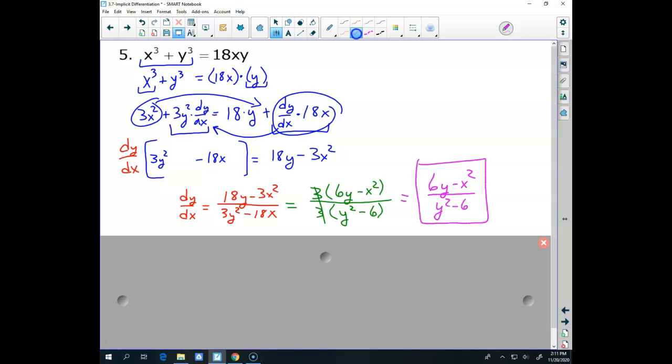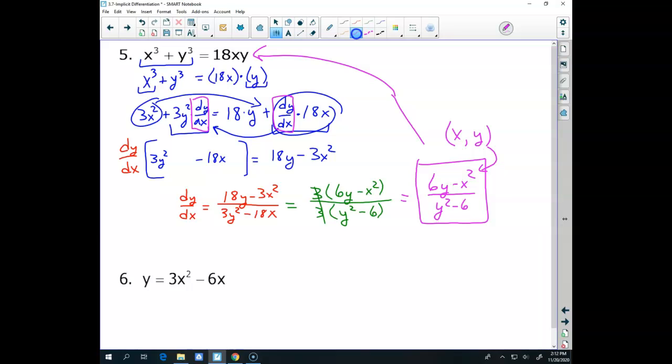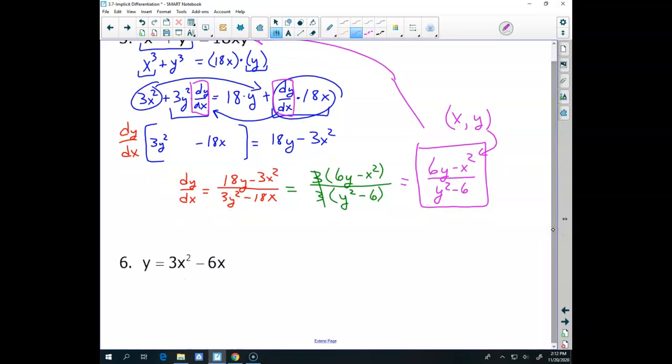So if I need to know the slope of whatever that curve looks like, I need both an x and a y. I need the whole ordered pair to plug in to find my slope at that point. Okay? So what's going to happen? We're going to generate more than one dy/dx sometimes. So the goal is getting our algebra skills to get this stuff put together. All right? And we're going to come on to this next one.